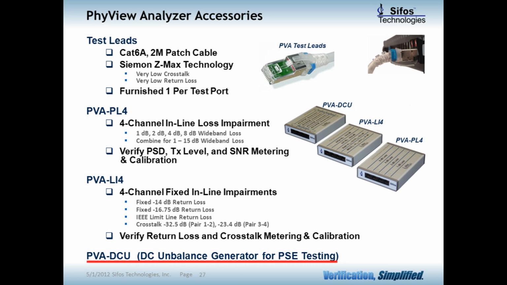Finally, the PVA DCU is used in combination with the DC unbalance test application described previously and is critical to the process of creating and isolating DC unbalance in combination with the PowerSync Analyzer.